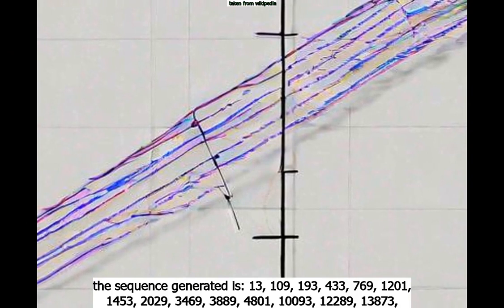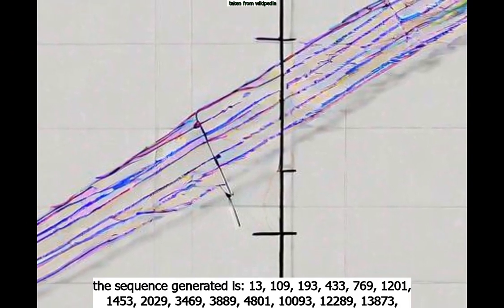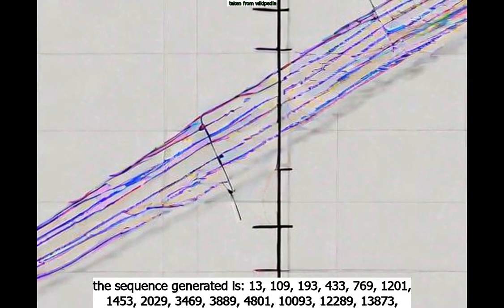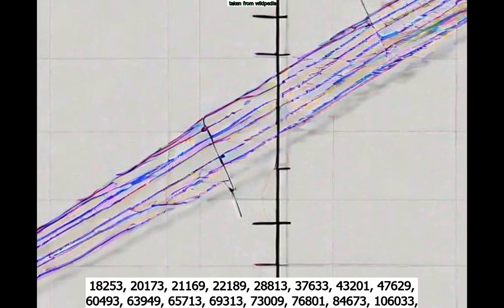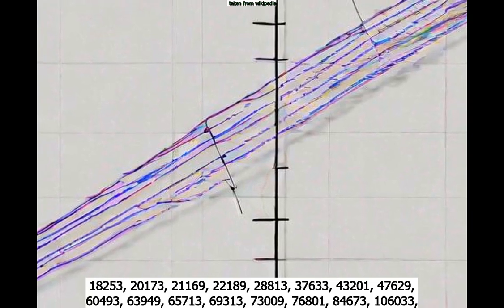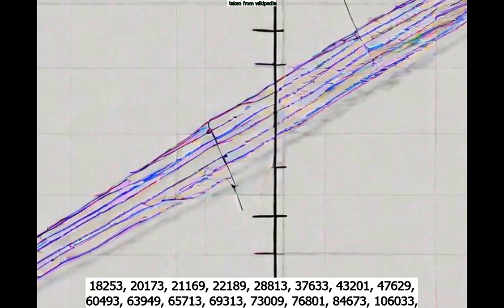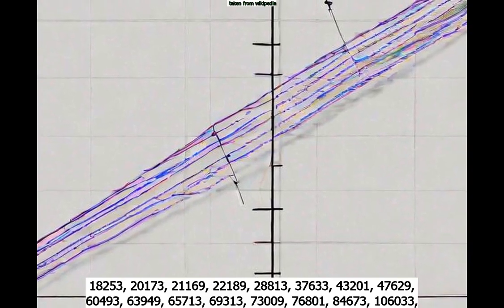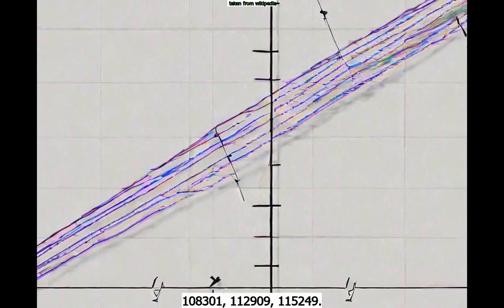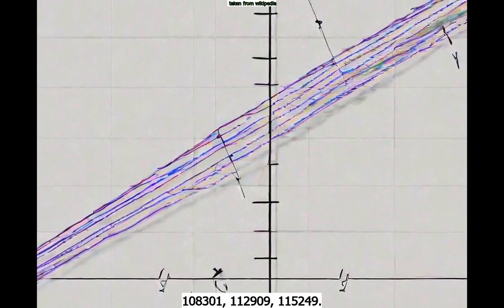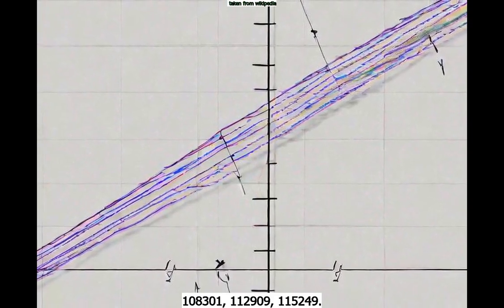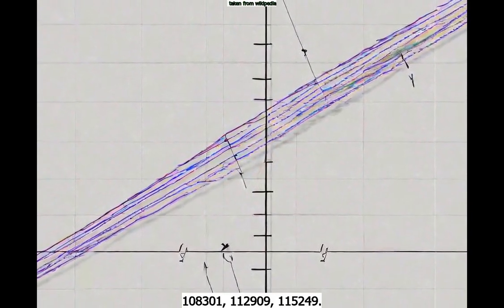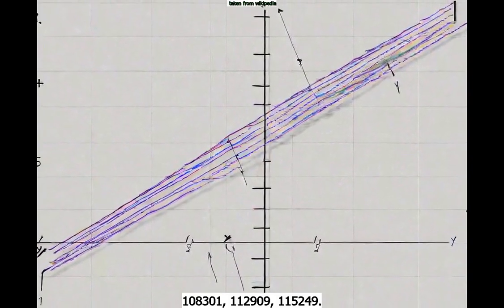Similarly, when x equals y plus 2, the sequence generated is as follows: 13, 109, 193, 433, 769, 1201, 1453, 2029, 3469, 3889, 4801, 100931, 22889, 13873, 18253, 20173, 21169, 22189, 28813, 37633, 43201, 47629, 60493, 63949, 65713, 69313, 73009, 76801, 84673, 106033, 108301, 112909, 115249.